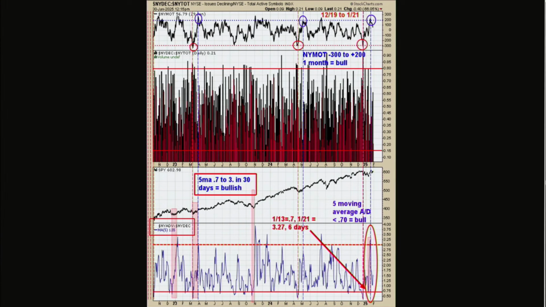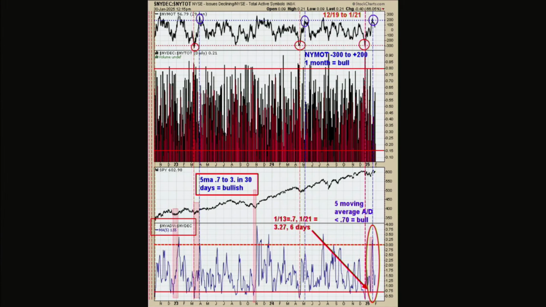The bottom window is the advanced decline with the 5-day average. This produces a bullish signal, at least on a short-term basis, that can last several weeks, if not longer. It gets below 0.7, which is the critical area for a bottom. Then it has to rally to 3 or higher within 30 days. Last time we got this signal, it got down below 0.7 on January 13th and rallied to 3.27 on January 21st, which is only 6 days, well below the 30 days. So it was a powerful rally on a short-term basis.